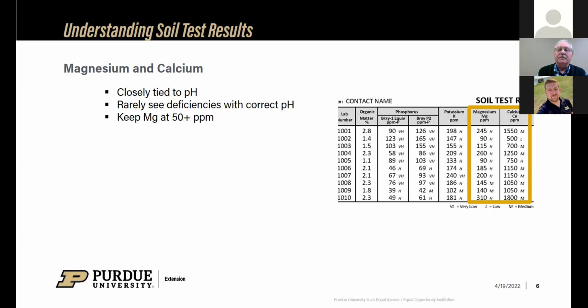Again, you're rarely going to see deficiencies when you've got the correct pH, just because plants are able to grab what little they need from there. And generally, we want to keep that magnesium above 50 parts per million. So you see a couple of these samples are getting down to 90, so we might want to watch those and keep that in mind. But generally, just above 50 parts per million on the magnesium.